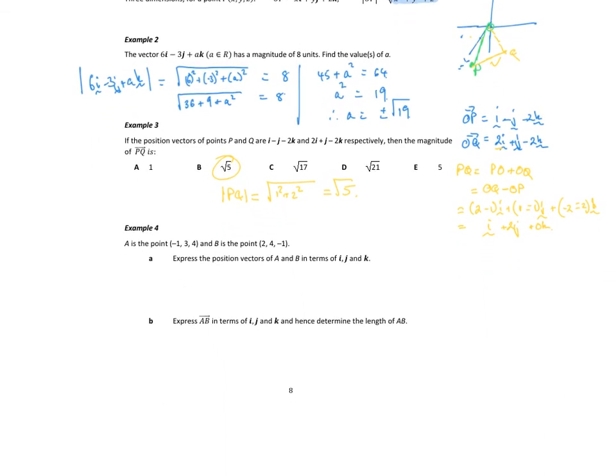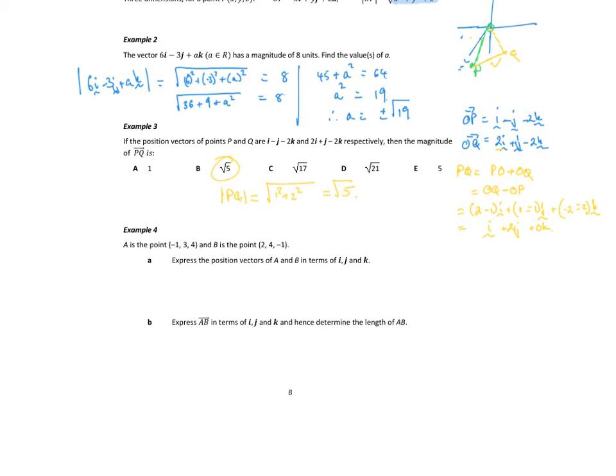Let's keep working through it. A is the point, B is the point. Express the position vectors of A and B. So again, it's that OA, OB. At every opportunity, when you get given a point and it just says A or P or B or M, write OA or OB or OM. OA is equal to minus I plus 3J plus 4K. OB is equal to 2I plus 4J minus K.